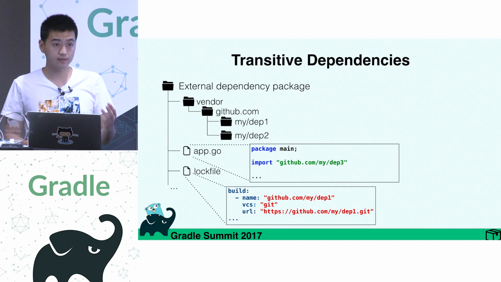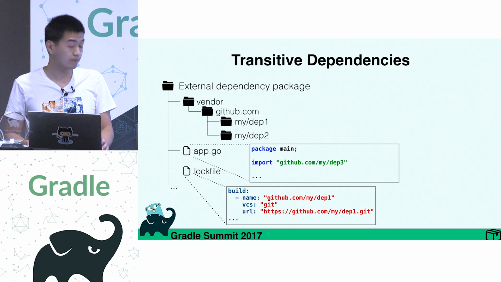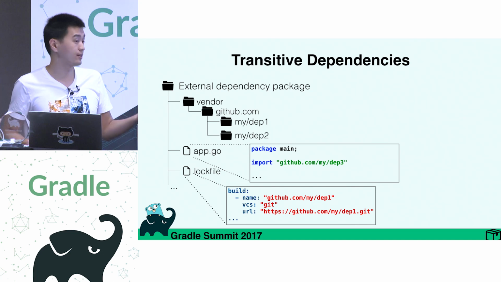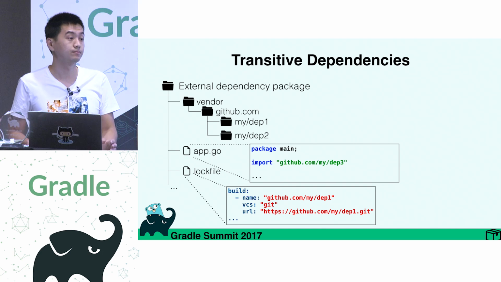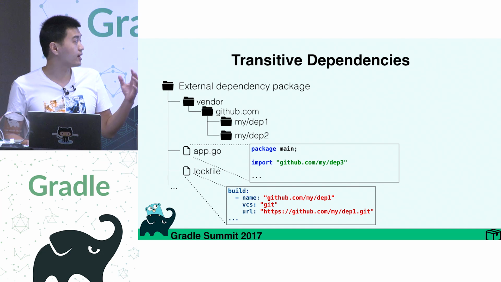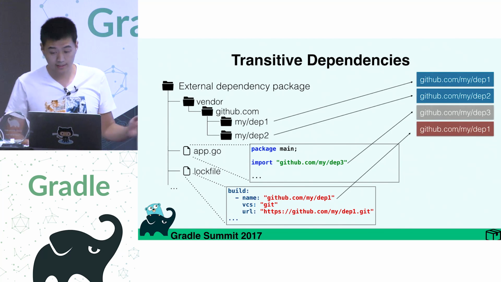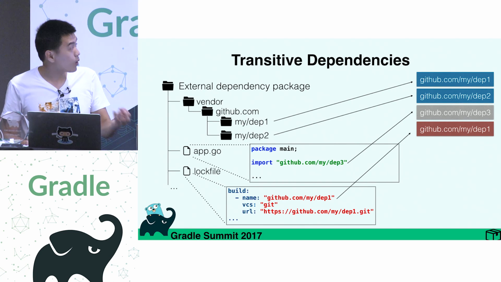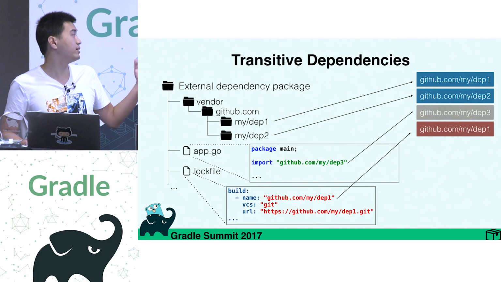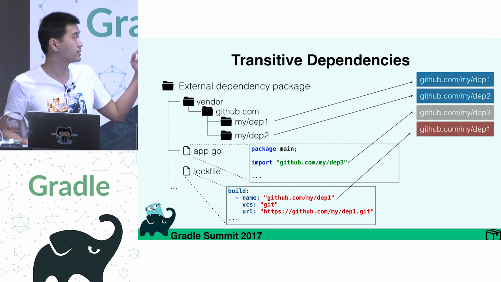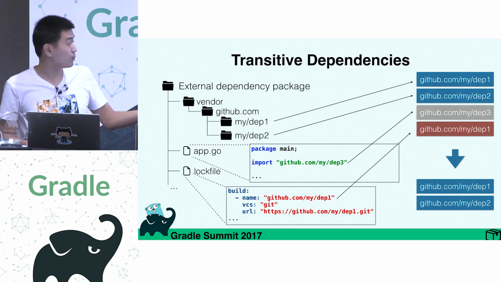So here's Gogradle's strategy. Dependency packages in the vendor directory have higher priority than the dependency packages logged in lock files. And if none of them exists, Gogradle will parse the Go source code to get the dependencies. So in this example, dep1 and dep2 in the vendor directory have the highest priority. So this package's transitive dependencies are dep1 and dep2.